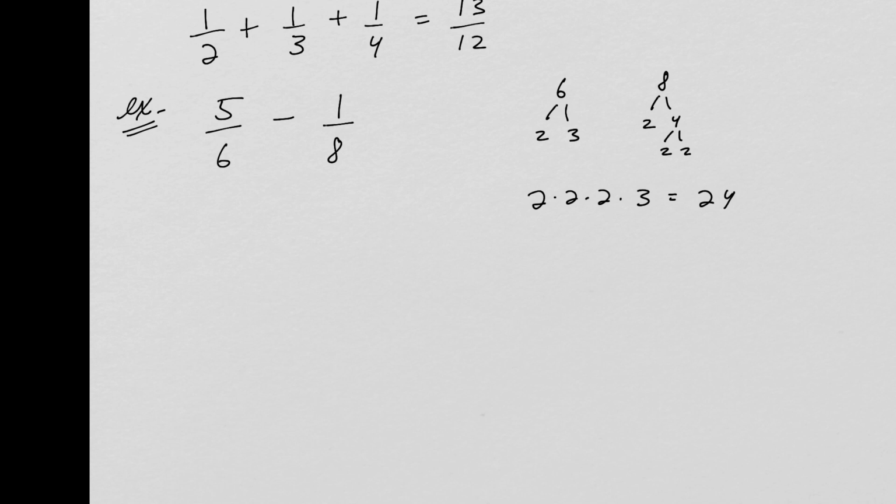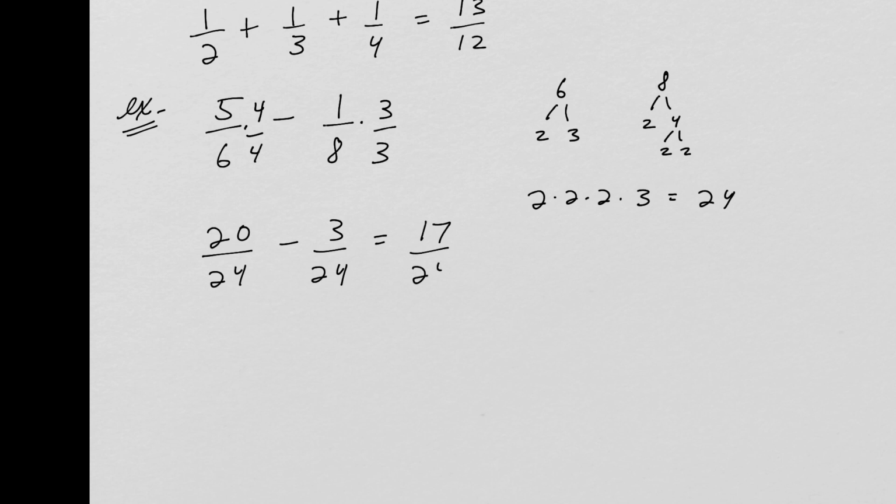So I want to rewrite both denominators as 24. So here I'm missing what? I'm missing a 4 over 4. In here I'm missing a 3 over 3. So this is going to be 20/24ths minus 3/24ths. And that ends up being 17/24ths, right?